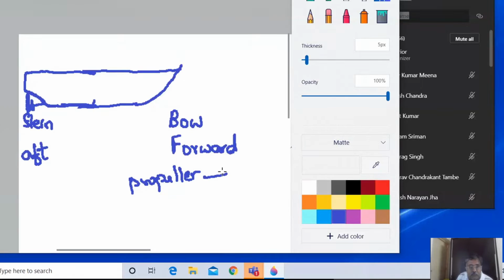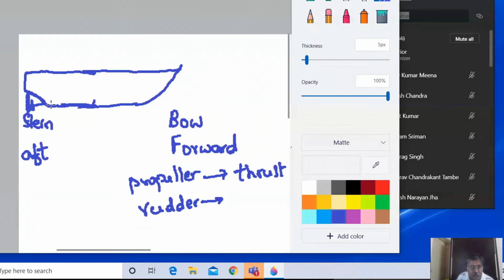Propeller, you would be familiar with what it is. It is used to produce the thrust required to run the ship. And then we have the rudder. Rudder is used for directional motion of the ship. That is for changing the direction of the ship, direction of motion of the ship. So you use the rudder. So here you have the propeller, and just behind that you have the rudder.